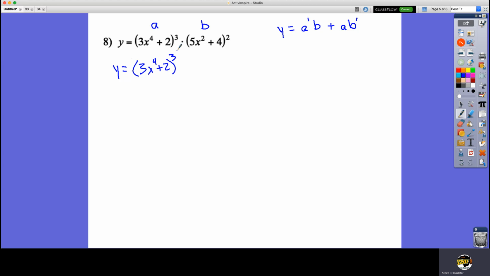And say, all right, I have to take the derivative of this first one. And then I'm going to multiply it by the second one. And then write down the first one, and then I take the derivative of the second one here.